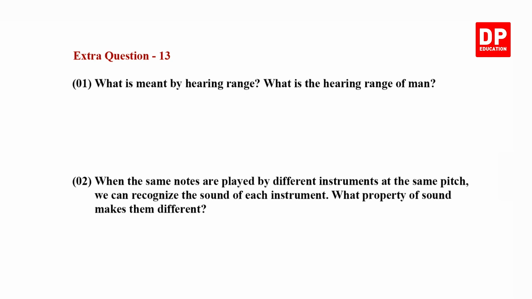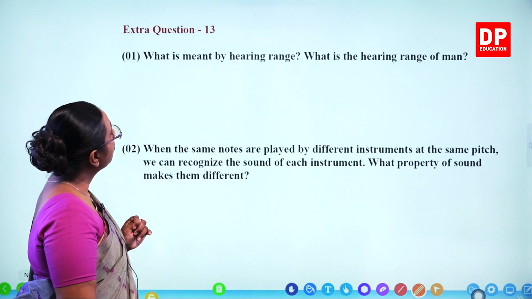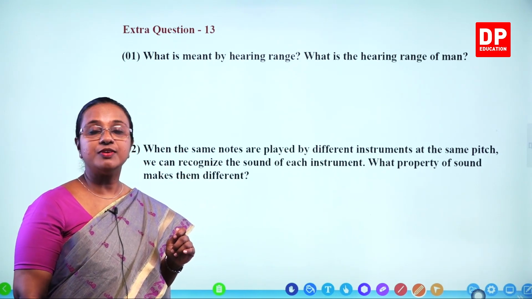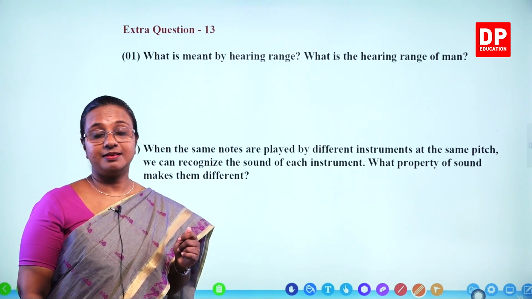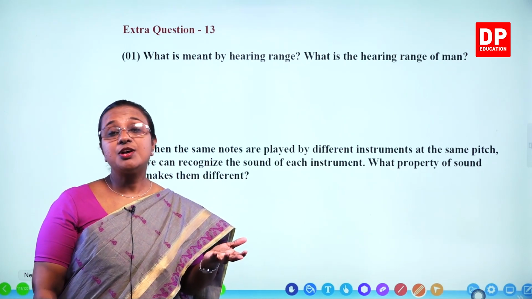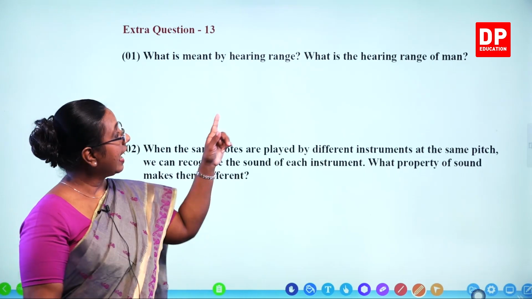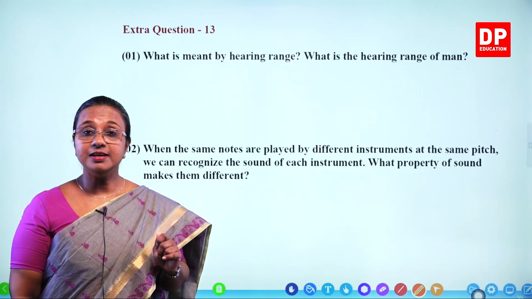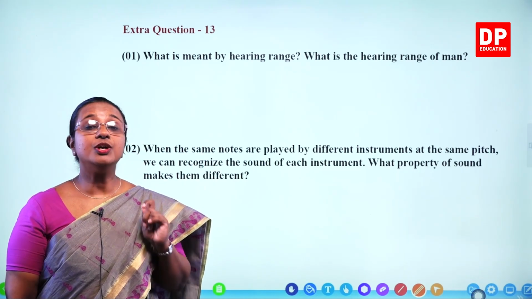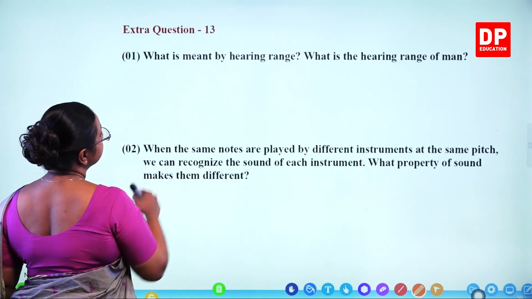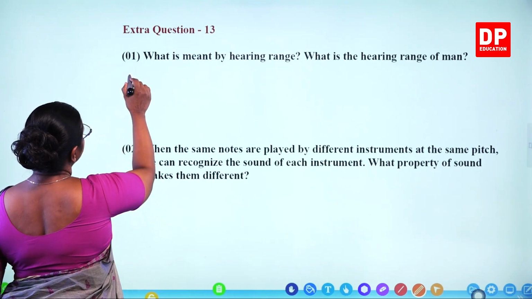Extra question 13. What is meant by hearing range? What is the hearing range of man? What is hearing range? The frequency of sound that can be heard by man or an animal. And the hearing range of man, 20 Hz to 20,000 Hz. So first we have to say what is meant by hearing range.